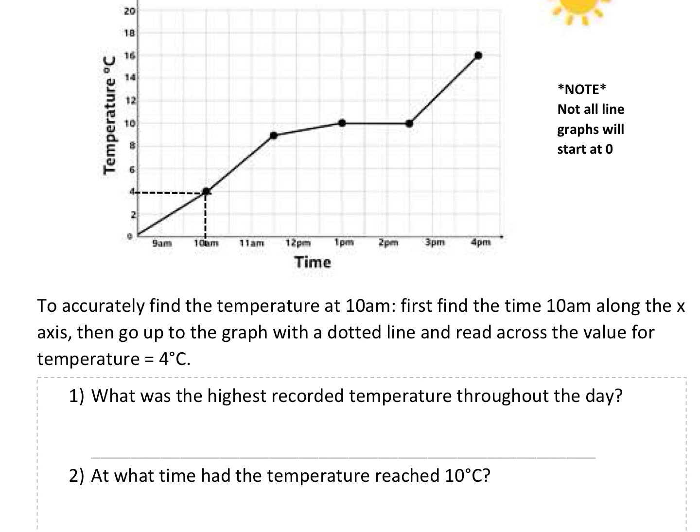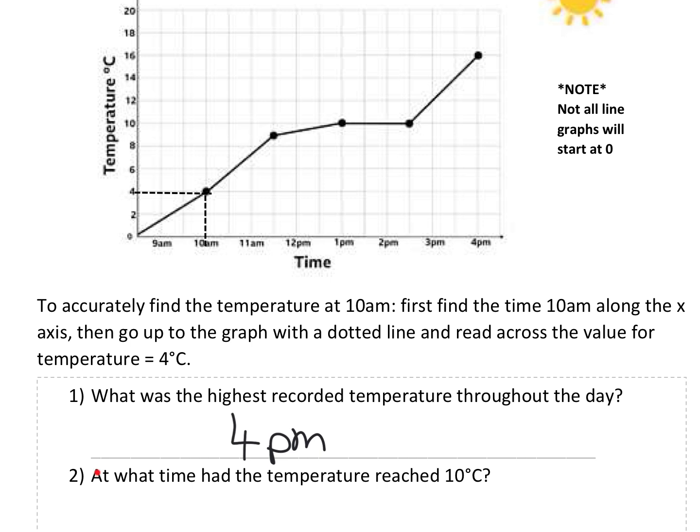Okay, let's have a go at question 1. What was the highest recorded temperature throughout the day? So these dots are the recorded temperatures. And the highest temperature would be this one here. And that would be at 4 p.m. So we'd write in 4 p.m.